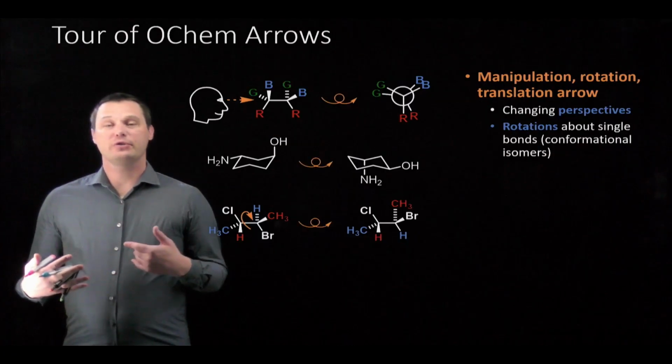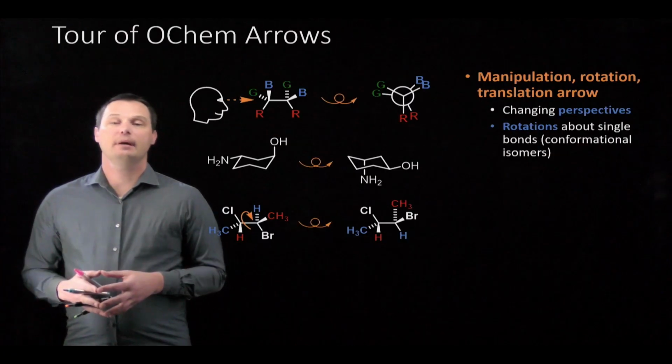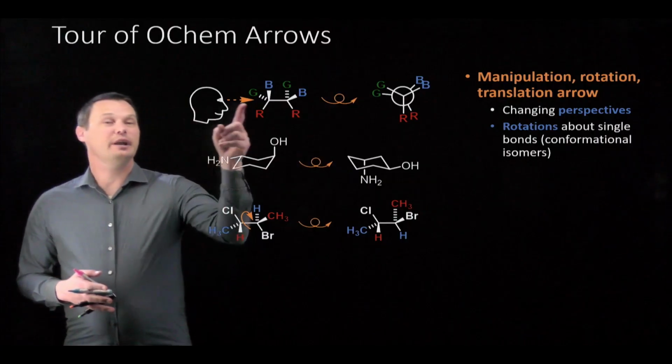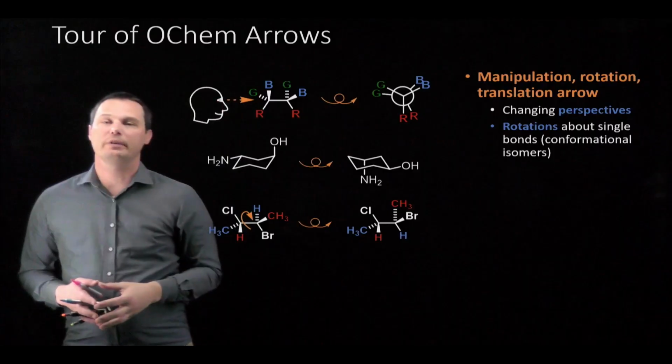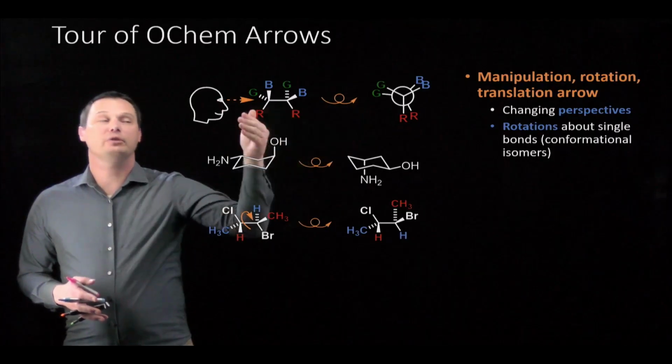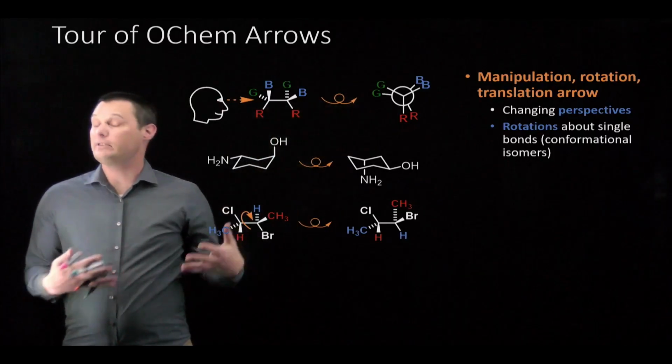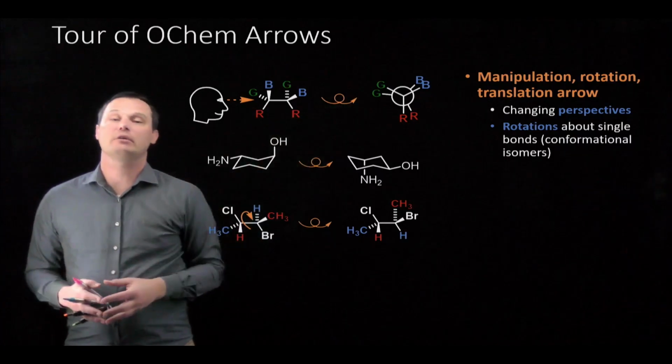We can use arrows to show that we are manipulating or rotating or translating molecules in three-dimensional space. We can use an arrow to show that we are changing our perspective as a chemist to look at the molecule from one side or the other. We can use a little curlicue arrow to show that we have done some kind of manipulation. We haven't changed the molecule, we've just changed our perspective of the molecule.